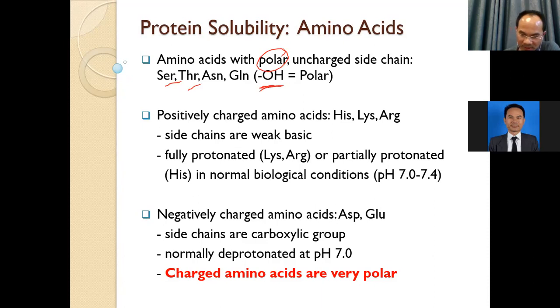Another kind of amino acid is positively charged, like histidine, lysine, and arginine, for example. And negatively charged amino acids are glutamic acid and aspartic acid. Okay, this is for some kinds of amino acids.